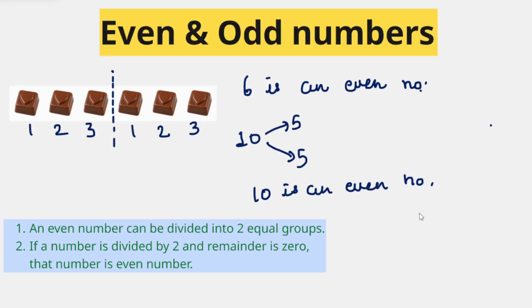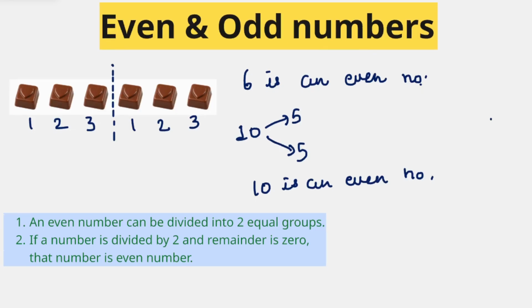An even number can be divided into two equal groups with nothing left over, okay? If you are saying that two equal groups are there, that means there is nothing left behind, right? And if you're dividing a number by 2 and you get remainder 0, that also implies that the number is even, right?